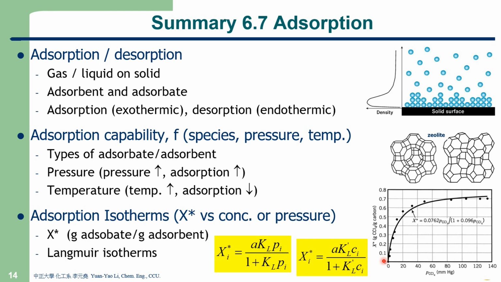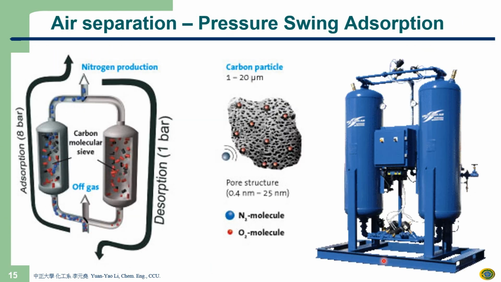Okay, this is what we learned in section 6.7, absorption. And finally, there are some applications for the absorption. This is one of the famous applications, air separation by pressure swing absorption. As you remember, if we increase the pressure, the absorption capacity will be increased. So we increase the pressure and decrease the pressure. Increased pressure is absorption. Decreased pressure is desorption.